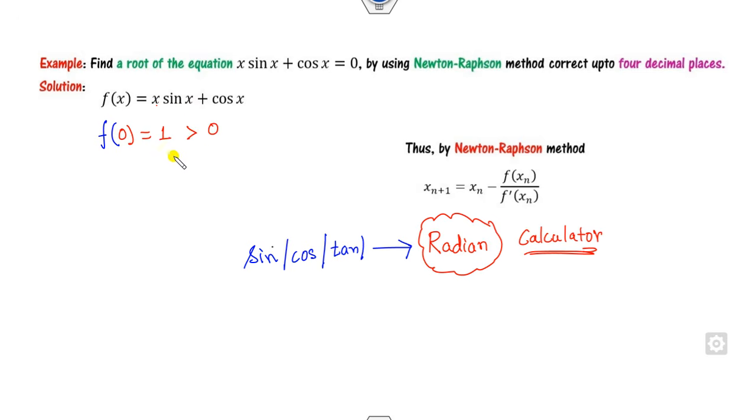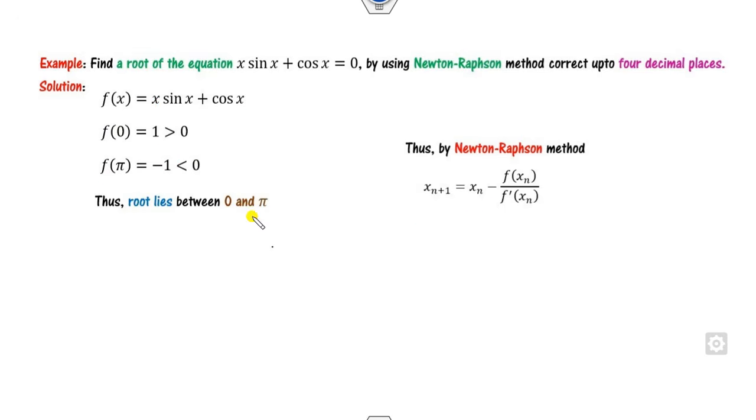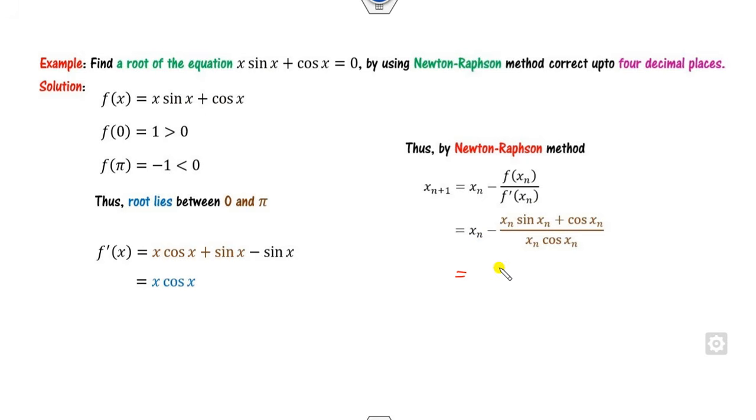Now we have to find a number where the sign is negative. How can we do that? If I consider pi, you can see sin pi is 0, cos pi is minus 1. So it means the root lies between 0 and pi. I need the derivative. We can find the derivative using the product rule, that is x cos x plus sin x. I can substitute this value here. Now if you take the LCM, does it cancel out? It does not cancel out, so there is no need to take the LCM. I can simply separate them. It will be tan and this.